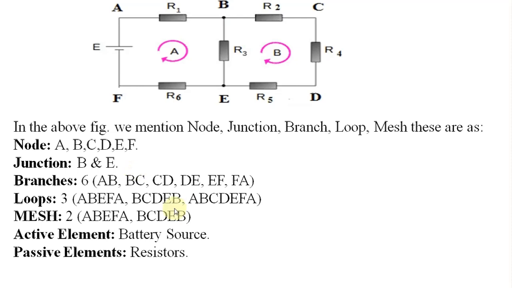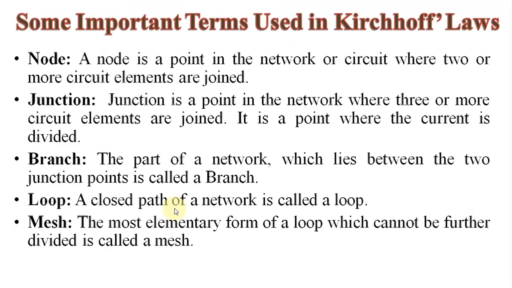Okay, so next, if we want to find out loop, what is loop? A loop is a closed path of a network. The loop may be in clockwise direction or anti-clockwise direction. So we always take loop in clockwise direction, so it is easier for us to make the equation.